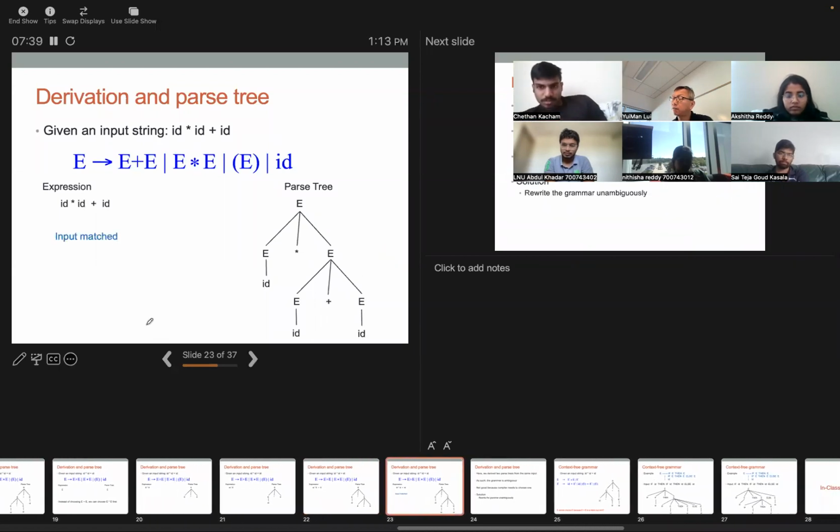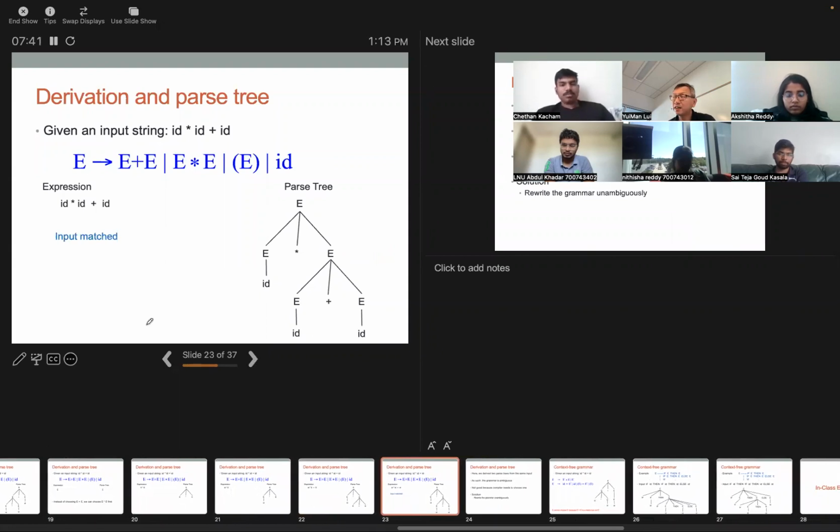So next, I can replace the second E and the third E by ID, ID. Then we have ID times ID plus ID. We also match our input string. So this also indicates this input is valid.